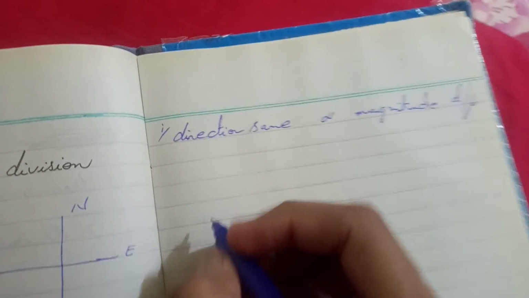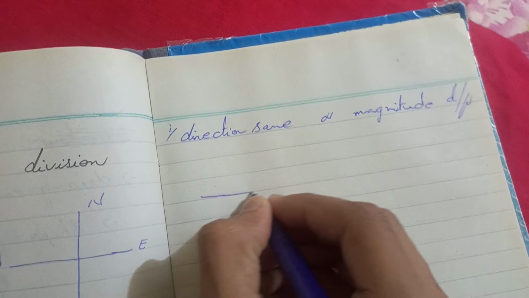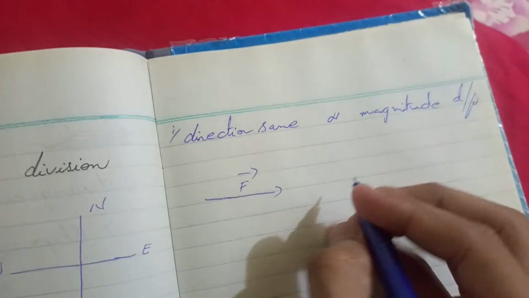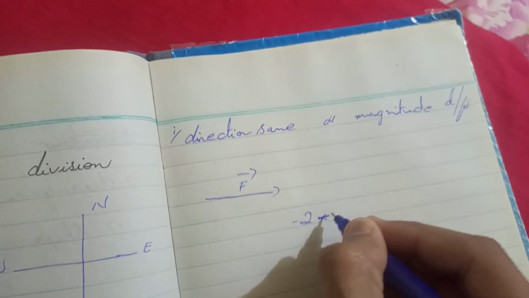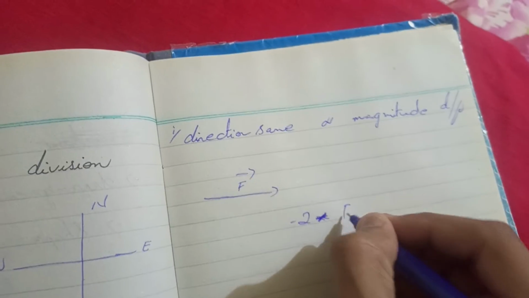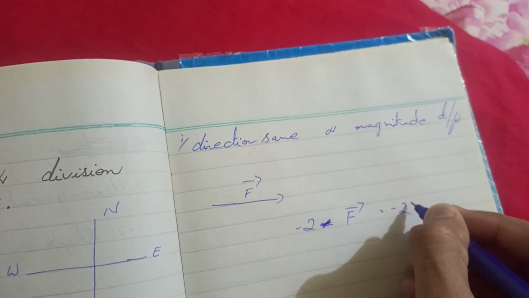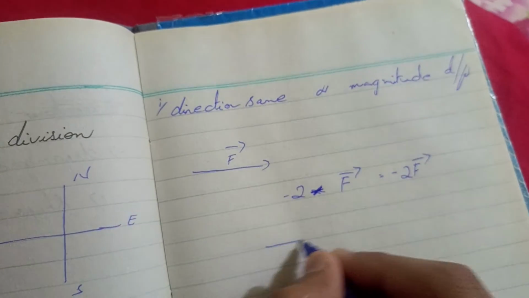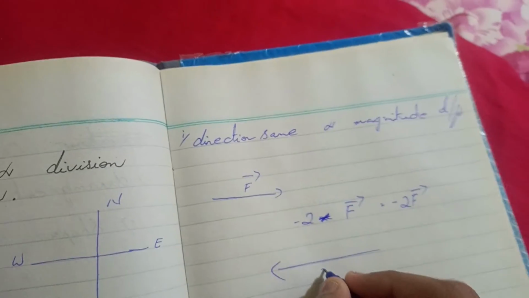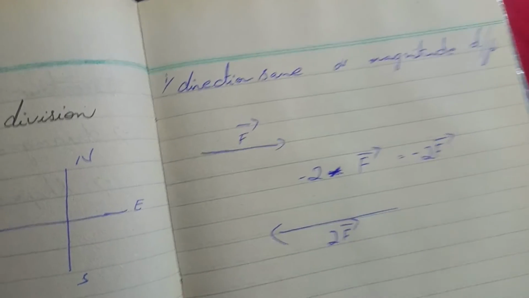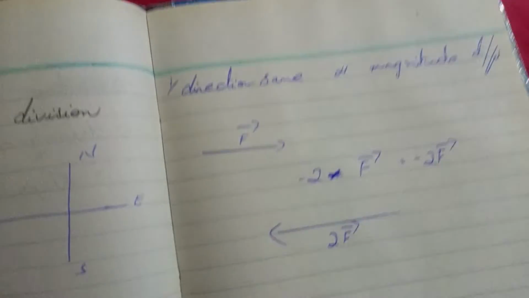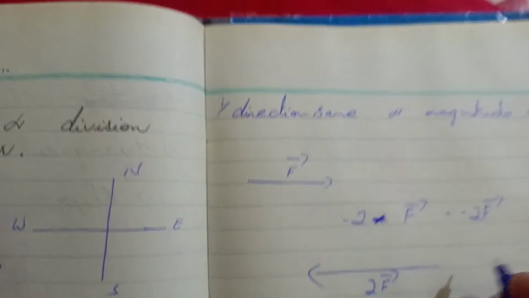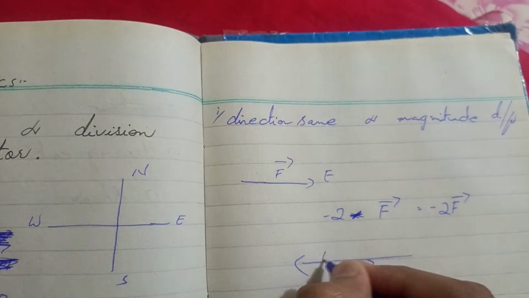Now the other case. We have a vector F which is moving towards the east, and if you multiply it by minus 2, it will become minus 2F. The direction will be inverse, the direction will be opposite. The minus sign shows that the direction has changed, so it means it was going to the east, and now it is going to the west.